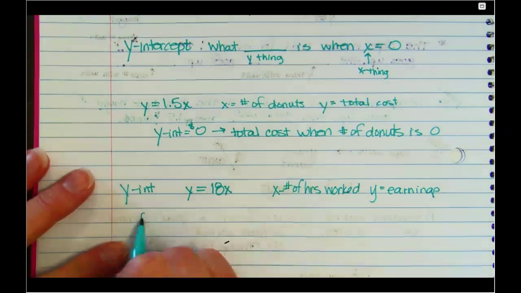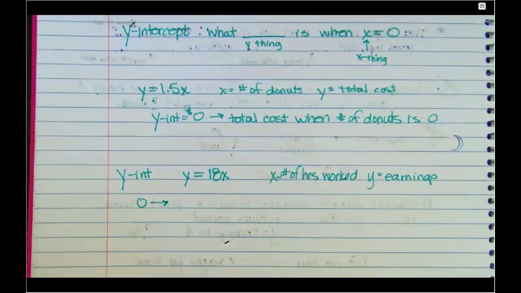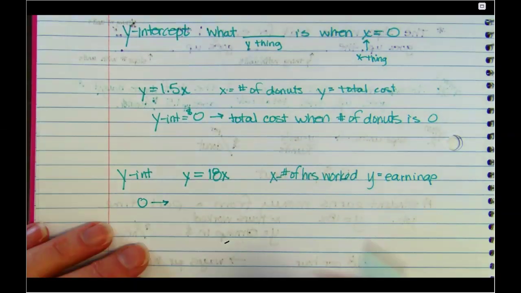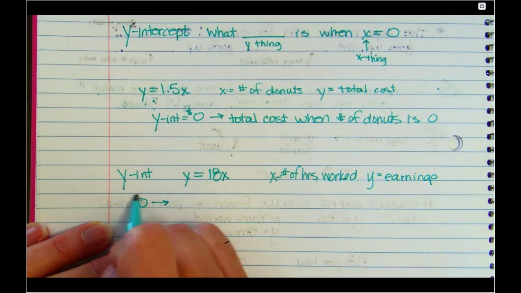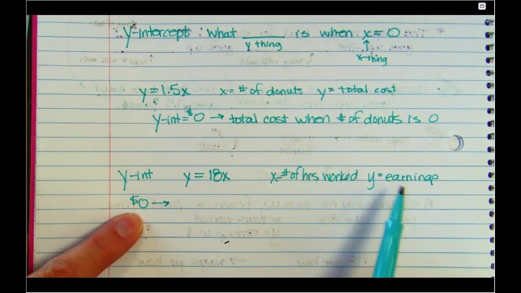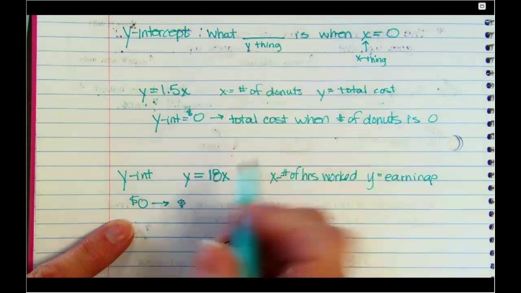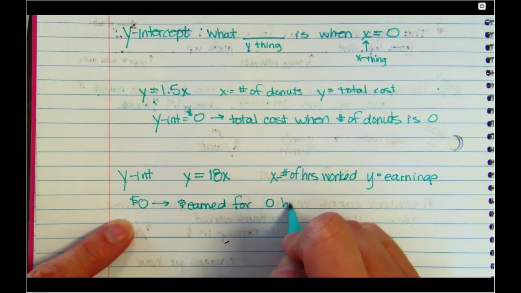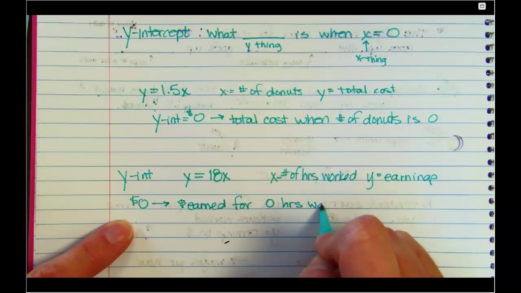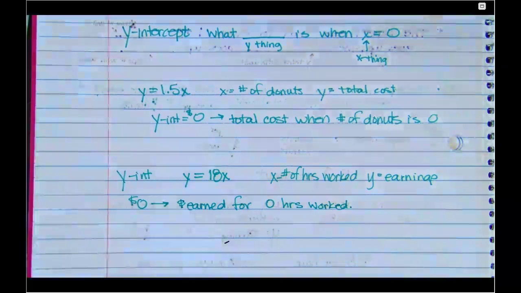0 again. Guys, these ones are easy, and so that's why we're going to do some that are a little bit harder. Okay. 0, what's that tell me? $0. This is dollars because this is y. The y-intercept is the y thing, so it's dollars. $0 is how much money you earned for 0 hours worked. That's the x thing. Okay, those ones make sense.